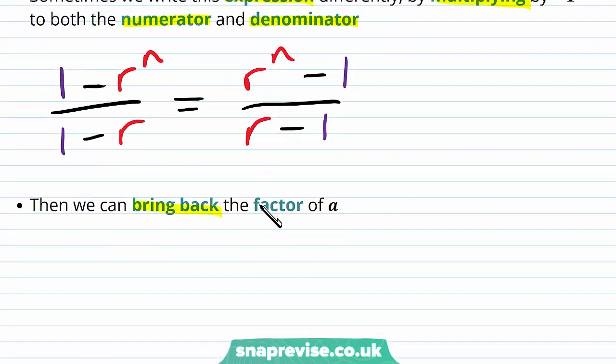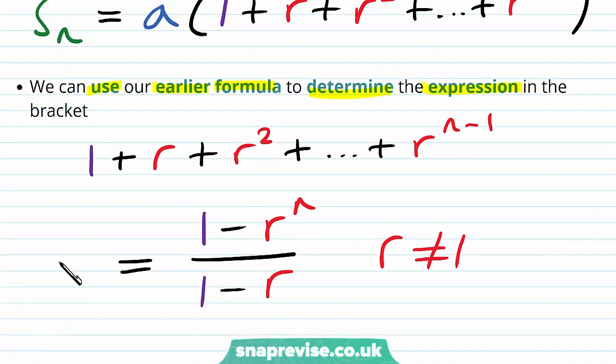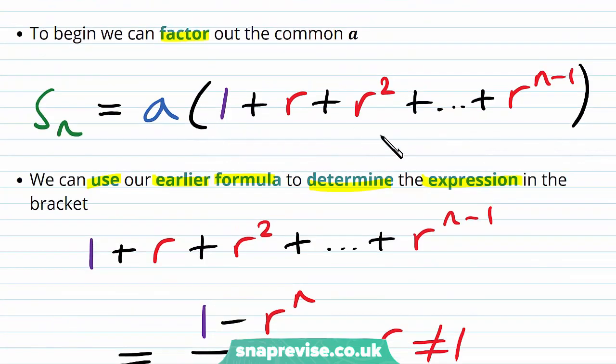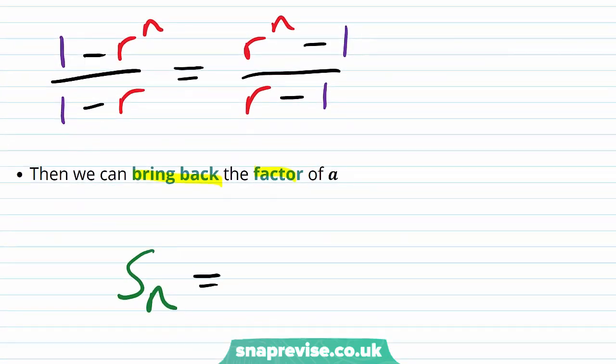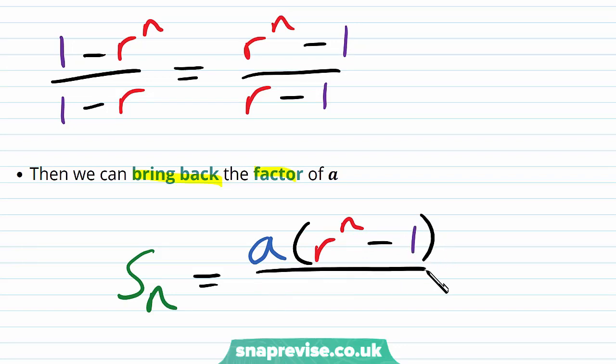Then we can bring back the factor of a. This gives us our final expression. The sum to n terms is just a multiplied by this, because all we did was to simplify this expression, and so we bring back the a and we have the a on the numerator with the r to the power of n minus 1, and again we divide by r minus 1. Just to be clear, still, this formula only holds in the case that r does not equal 1.